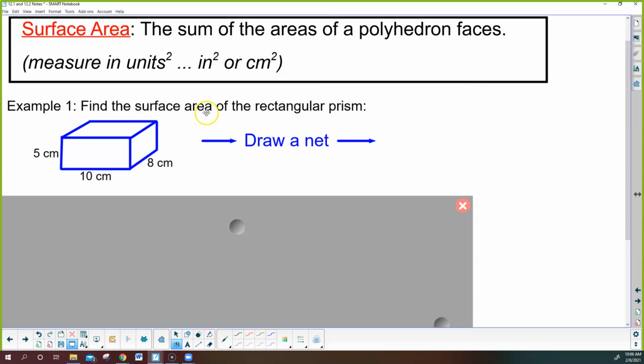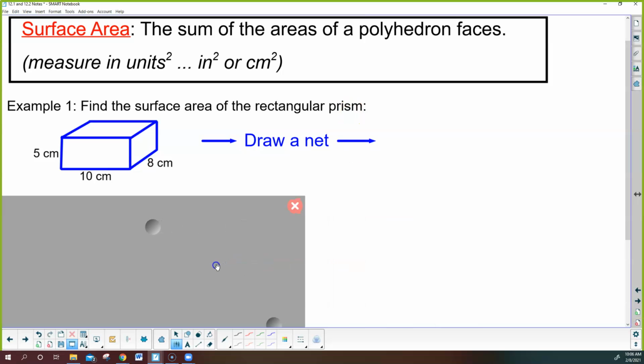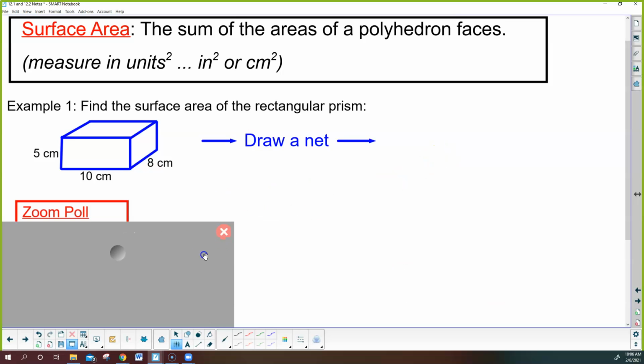So, find the surface area of the rectangular prism. Well, to do that, we need to draw a net first. So I'll give you a second to get caught up, and I'd like you to draw the net, and if you can, find the area of each piece, and then I'm going to have you do a zoom poll in a second. So I'll give you some time to get caught up on this.